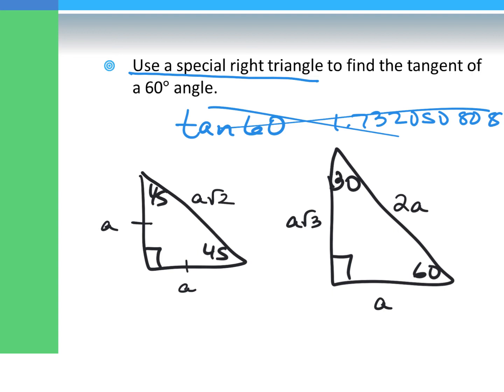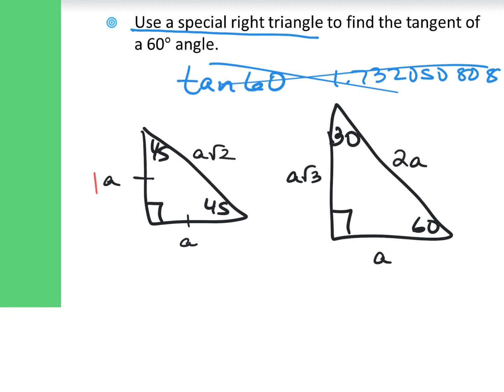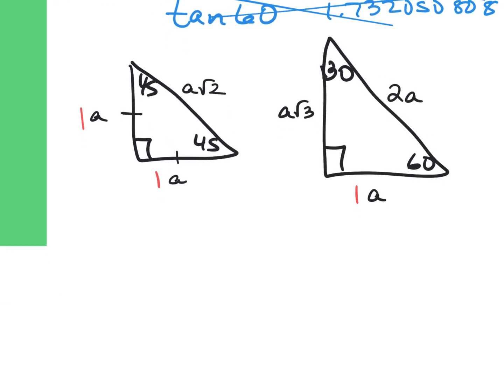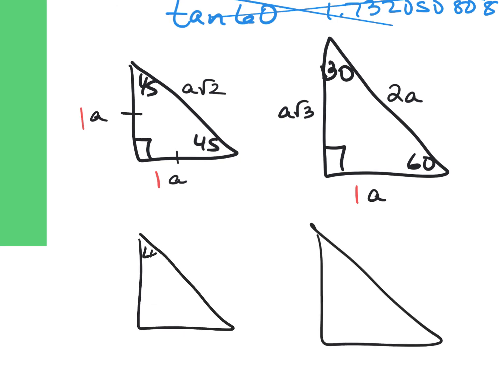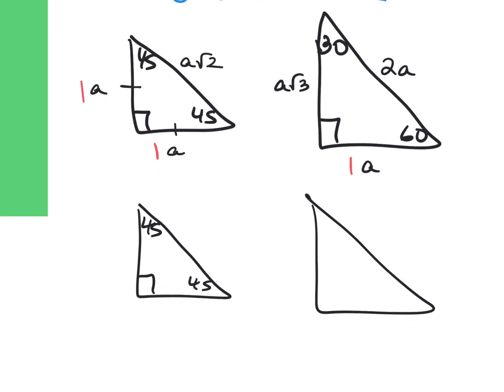Now, for this lesson, we're getting rid of the A's. So what we're going to do is put a 1 in front of all these A's. So now, my triangles that I'm using are going to be these. When it's the 45, 45, 90, the numbers I'm using are 1, 1, square root 2. For the 30, 60, 90, it's going to be the 1, 2, 3 triangle: 1, 2, square root 3. Don't write the A's anymore.